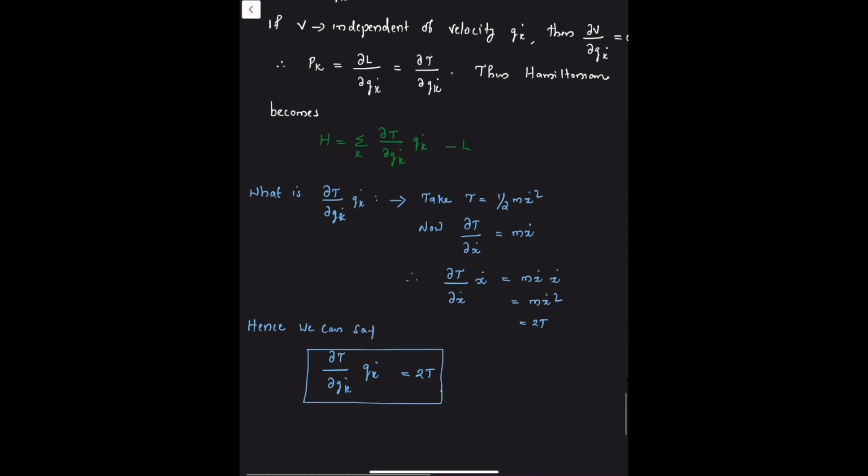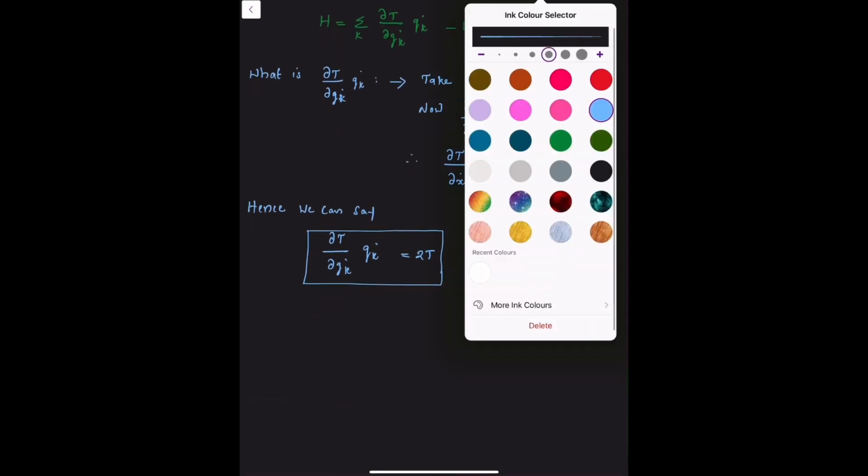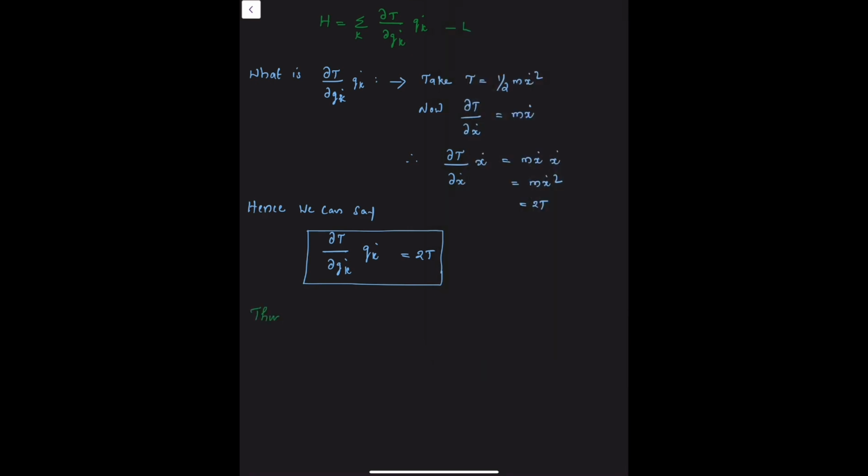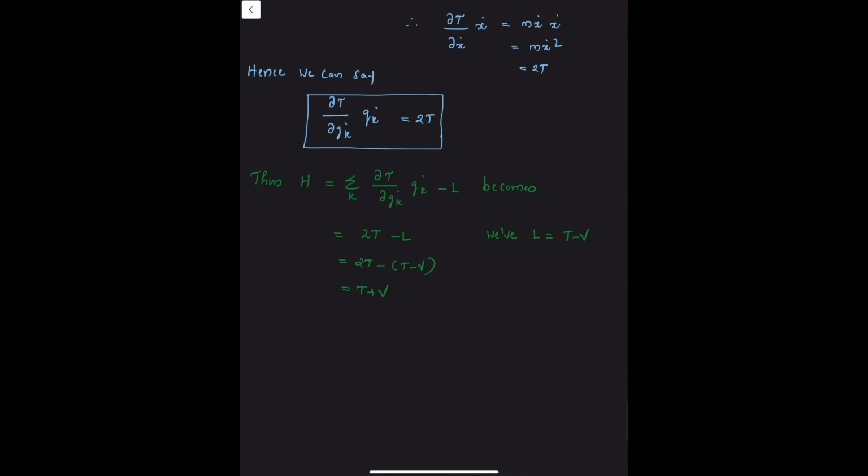Therefore, your Hamiltonian H becomes, the first term becomes 2T. Let us write it one more time: the sum over k of ∂T/∂qk dot into qk dot minus L. The first term is nothing but 2T minus L. What is L? L is T minus V. So this H, that is 2T minus (T minus V), is simply T plus V. What is T plus V? It is the sum of kinetic energy and potential energy, that is the total energy.